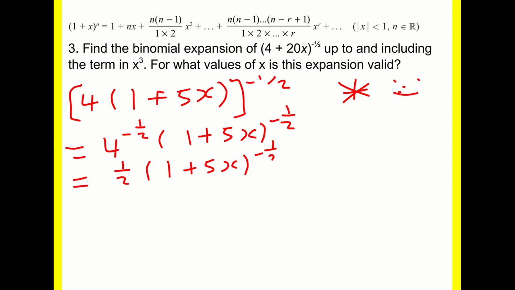And I've managed to turn this into a problem that I can now deal with, okay, because I know how to expand this. And this is how we're going to deal with it in A-level. Because we're given this formula, we're going to practice it, learn how to apply it, and then in the cases where we don't have a 1, we need to just modify it slightly.